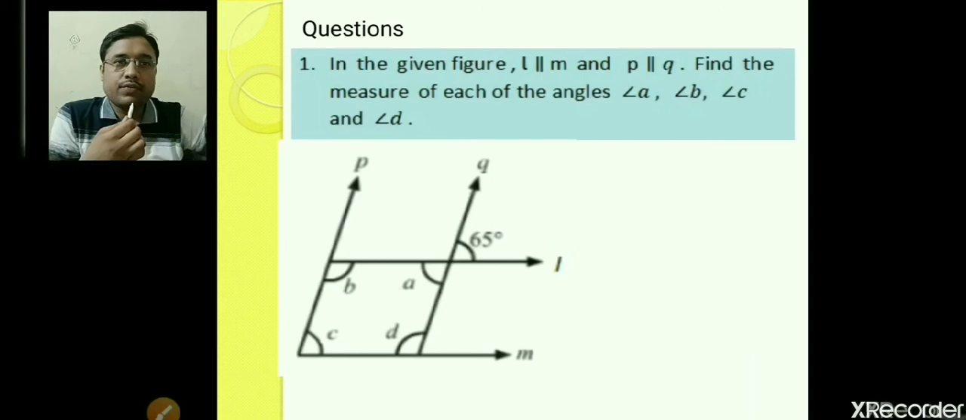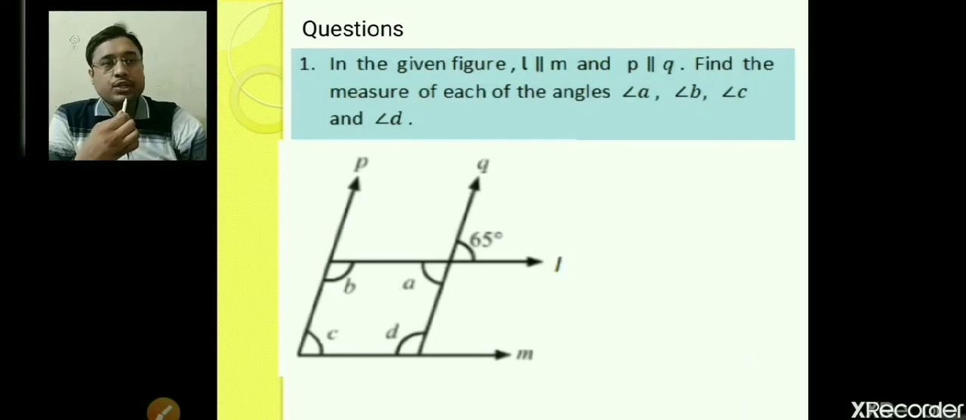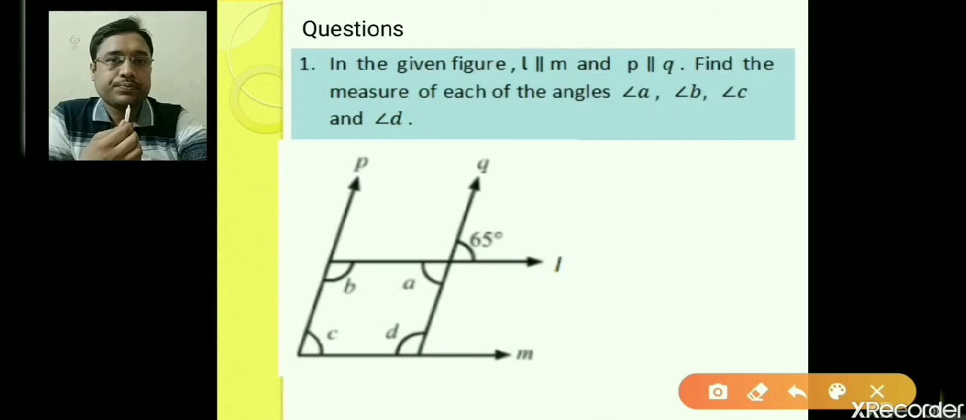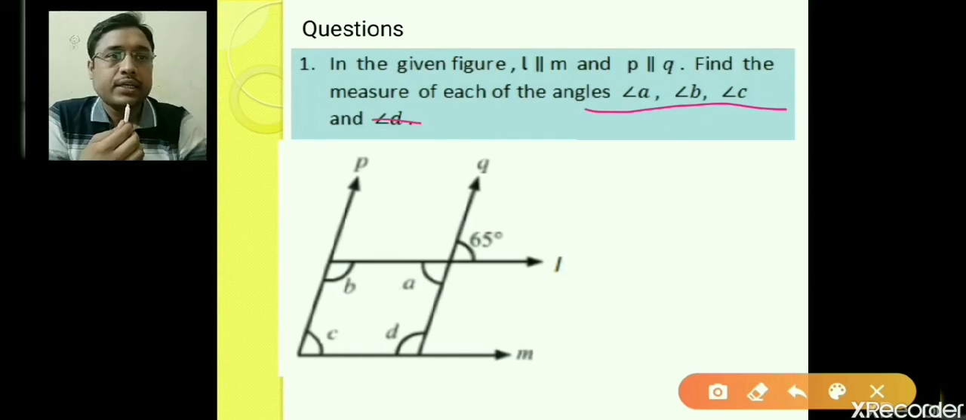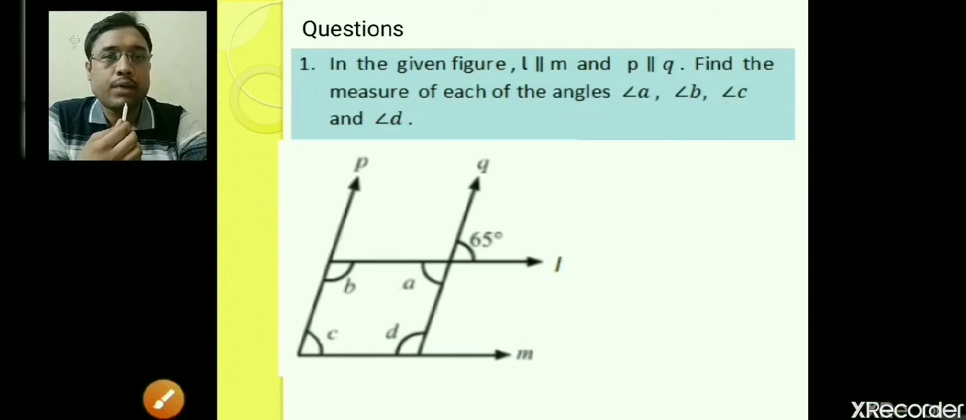Here you can see the first question. In the given figure, L and M are two parallel lines and P and Q are also two parallel lines. Find the measure of each of the angles: angle A, angle B, angle C and angle D. These angles' values you have to find.